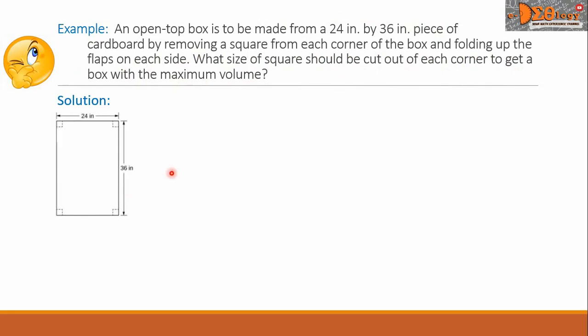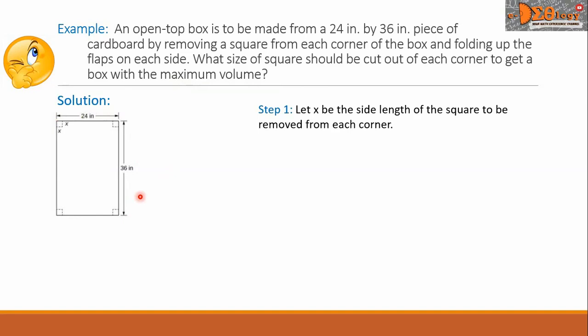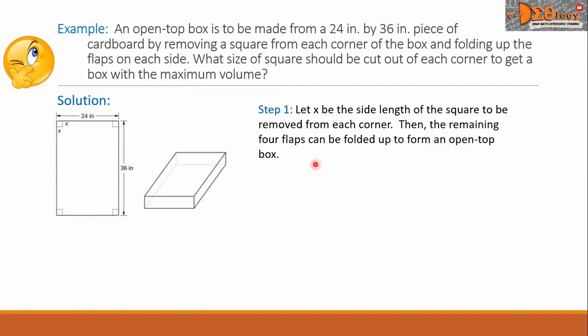First, let us draw the cardboard. Here is the 24 inches side, while this side is 36 inches. For step 1, we let x be the side length of the square to be removed from each corner. Then the remaining 4 flaps can be folded up to form an open-top box, just like this. Let capital V be the volume of the resulting box.